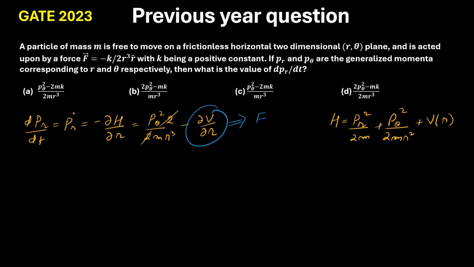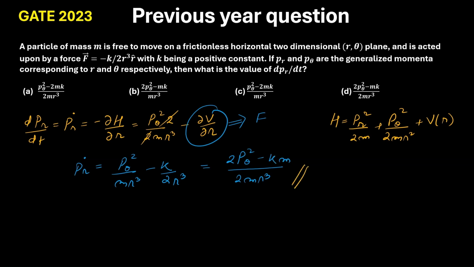Now 2 cancels out. This del V by del r is equal to the force. So what we can do is substitute the expression of the force here. So p_r dot becomes p_theta squared by m r cubed minus del V by del r. So I can substitute that, K by 2r cubed. I can take 2m r cubed common, so a factor of 1 minus Km will be here. So this is the answer, and I think it is matching with option D.